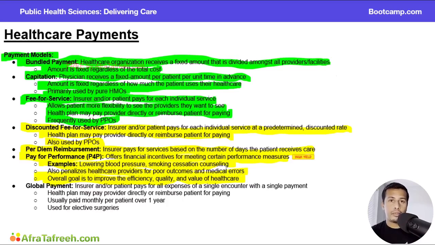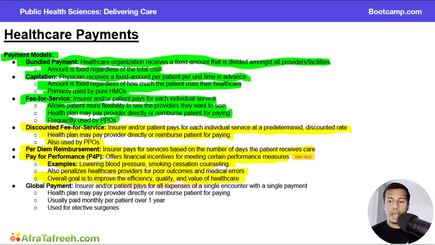First of all, the fact that providers can get penalized if they have poor outcomes or medical errors. That's one of the things. And unfortunately, some of those things can't be prevented. So a provider may have a poor outcome that they couldn't prevent and they would get penalized for it. That's one of the issues that providers have with the pay for performance.